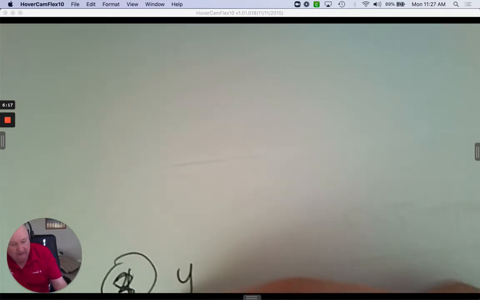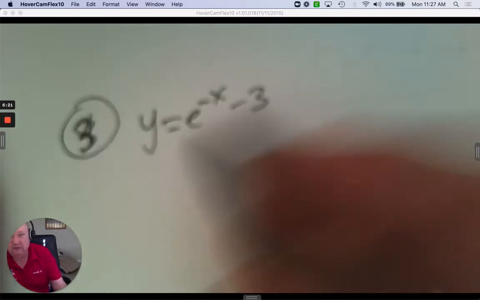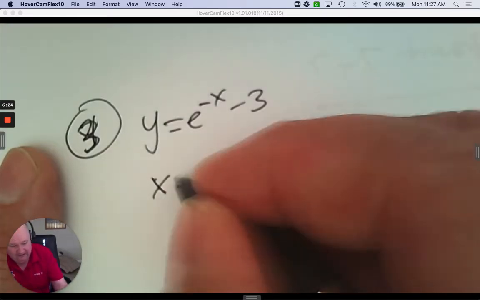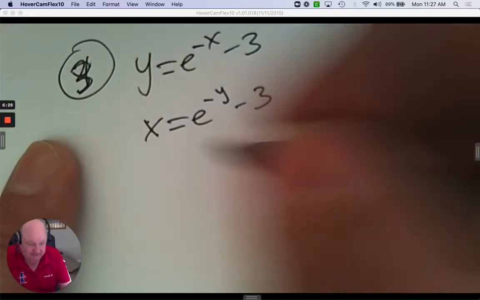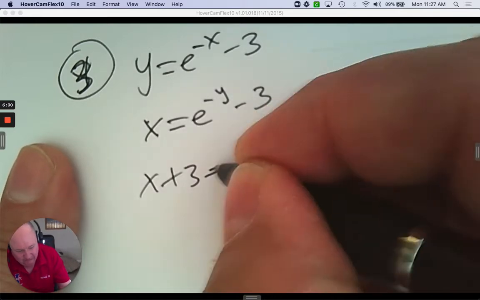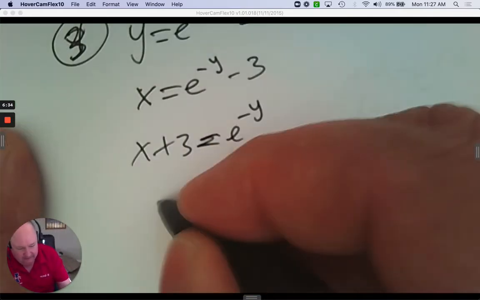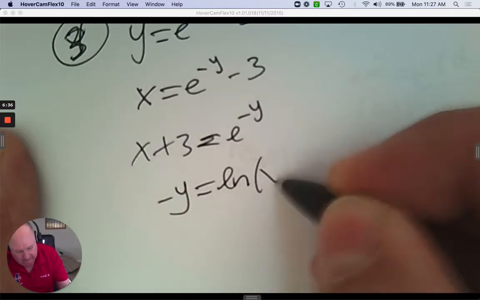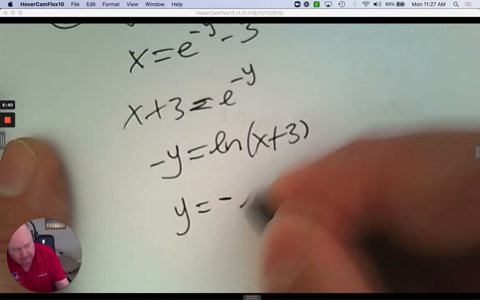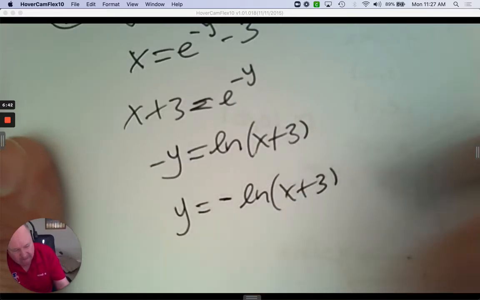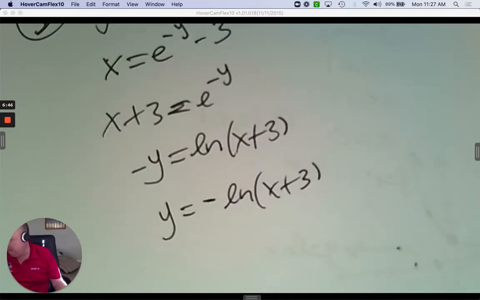If y equals e to the negative x subtract 3, what's the inverse? So that's x equals e to the negative y subtract 3. Add 3. Write this as a logarithm. So as a logarithm, it would be negative y equals ln x plus 3. And then to get y by itself, divide by negative 1. So you get y equals negative ln x plus 3.